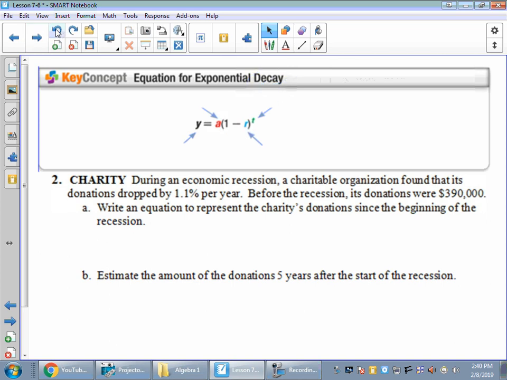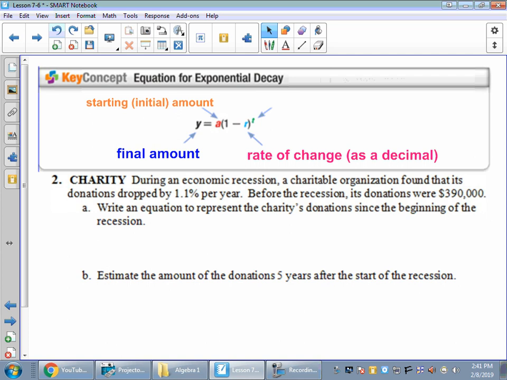So what do these mean? So the y is still the same thing. Y is your final amount. That's the answer you're going to get. A is still the initial amount, the starting point. R is still your rate of change, as a decimal. And your t is still your time in years. So nothing else changed. The only thing that changed is instead of 1 plus r, it's 1 minus r. So let's take a look at this problem, a charity problem.